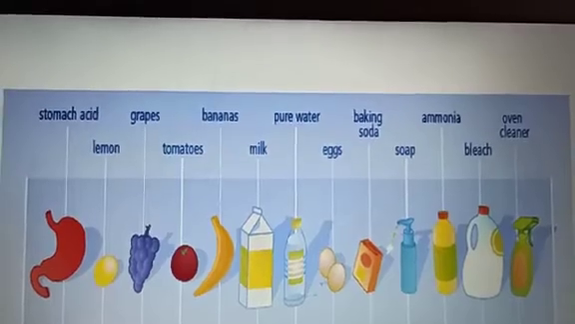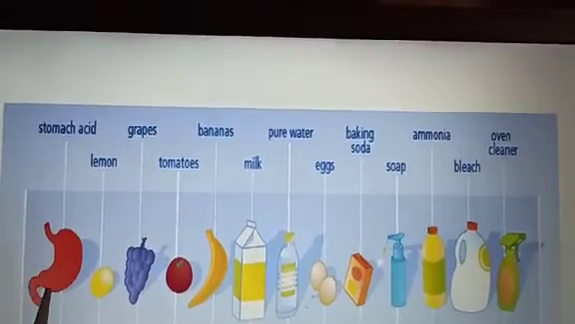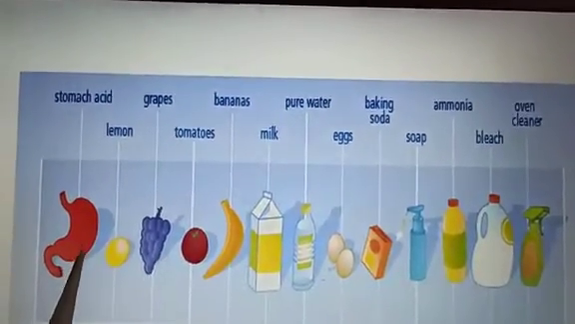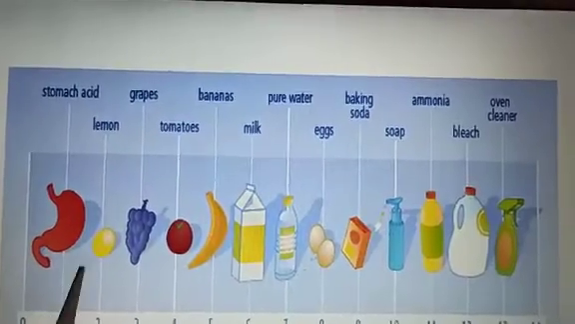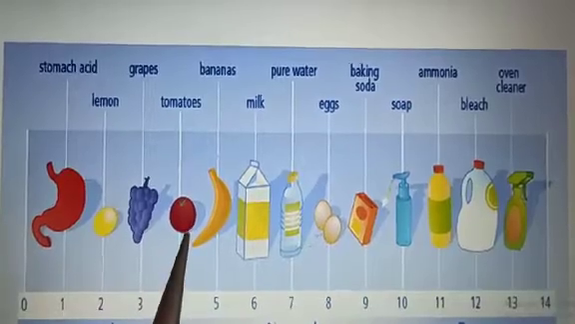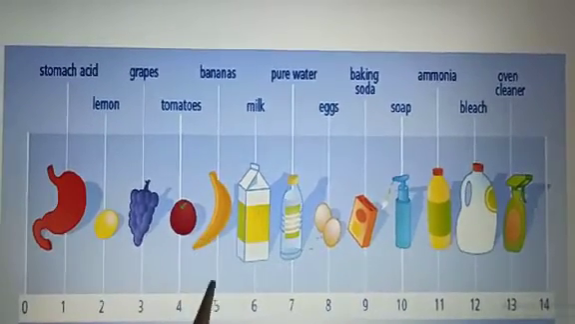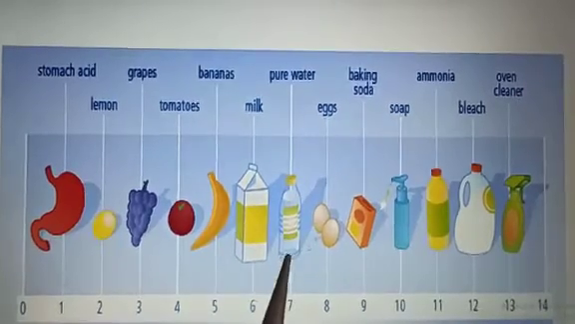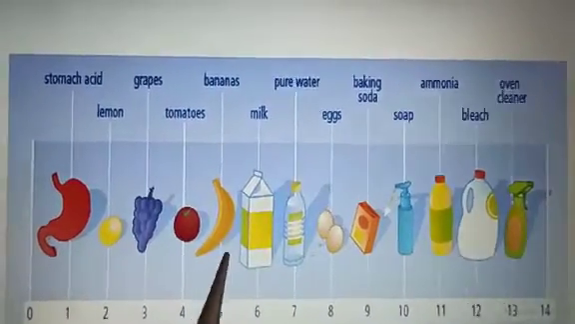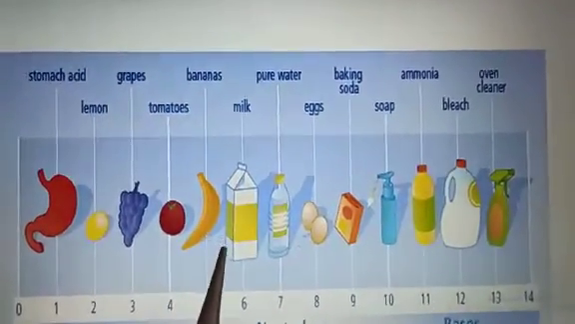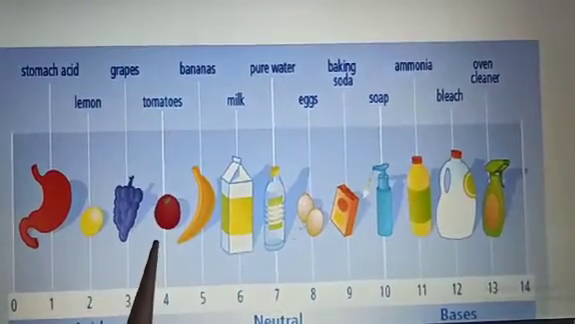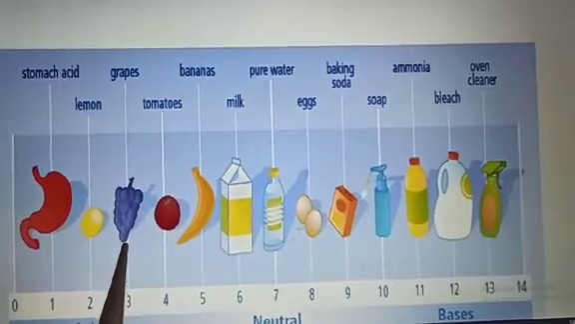Here are some examples given. First, you can see the stomach acid, that is HCl. It has a pH from 0 to 1, right? Then lemon has a pH of 2. Grapes have pH 3. Tomatoes have pH 4. Banana has pH 5. Milk has pH 6. And water is neutral, that is 7. So below 7, these are all acids. But how acidic they are depends on their pH. Like milk is less acidic than banana. Banana is less acidic than tomato. Tomato is less acidic than grapes, and so on.